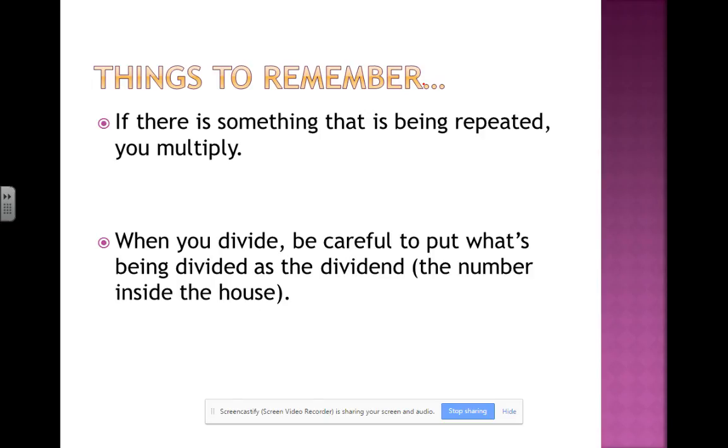When you divide, be careful to put what's being divided as the dividend, the number inside the house. I always see students who give me crazy answers that aren't really realistic because they're dividing the wrong number. So please be careful of those 2 things. Hope this video of operations with decimals has helped you.